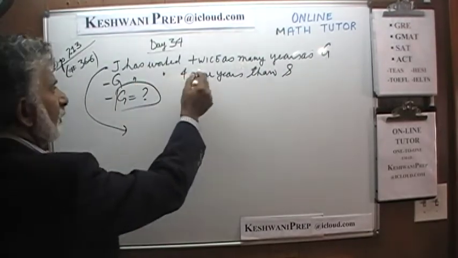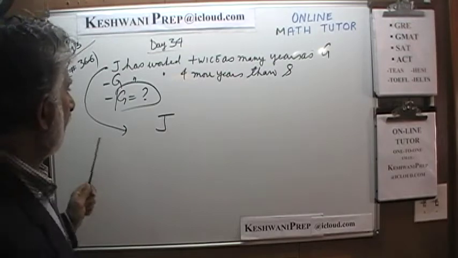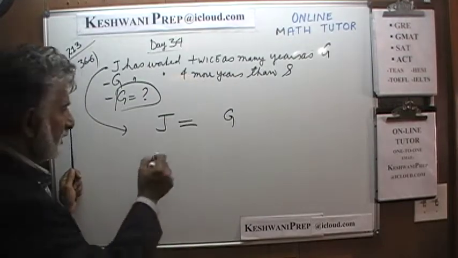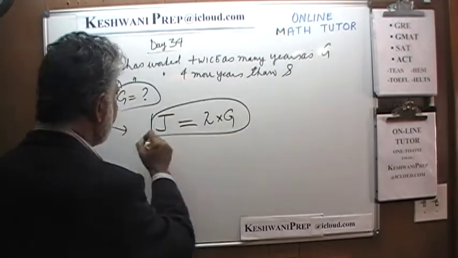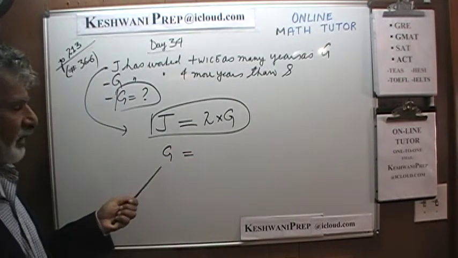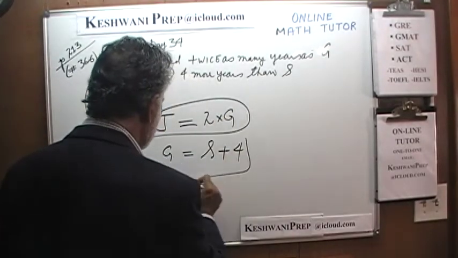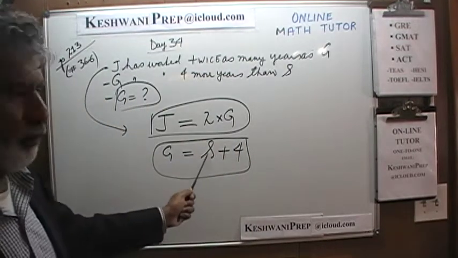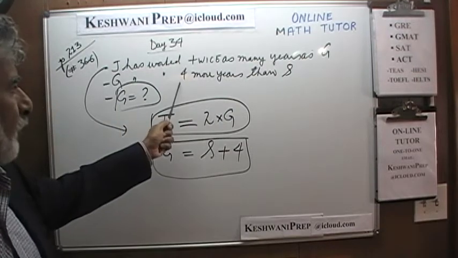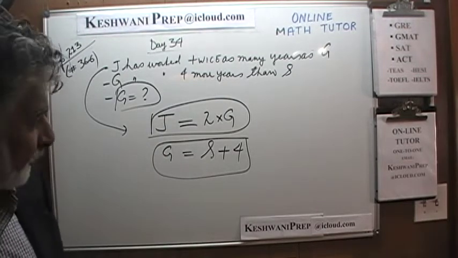Let's work on this first. J has worked twice as long as G, so we're going to use the letter J to represent the number of years J has worked. I don't know how many years J has worked, but however many years G has worked, J has worked twice as many. That is our first equation. How many years has G worked? I don't know, but I know he's been here 4 more years than S has. So however many years S has worked, G has worked 4 more years. I hired G, and then 4 years later I hired S.